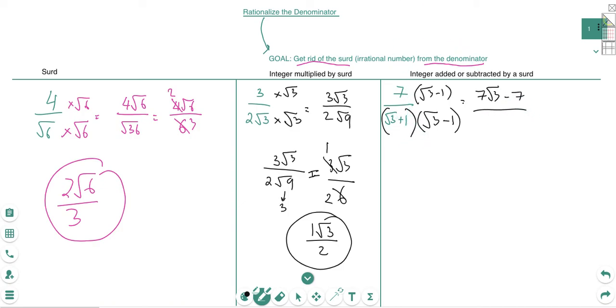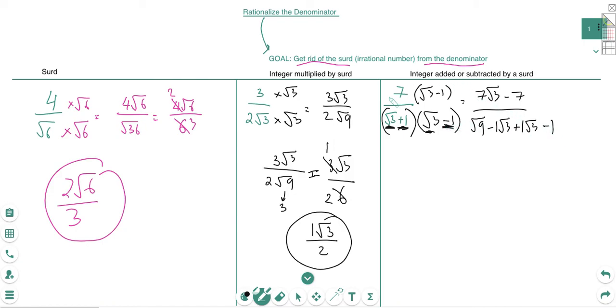I'll expand the brackets. So first, let's multiply the first terms. Root 3 times root 3 makes root 9. Outside terms, root 3 times negative 1 makes negative 1 root 3, or just negative root 3. Inner terms, 1 times root 3 makes positive 1 root 3. And then last terms, positive 1 times negative 1 is negative 1.